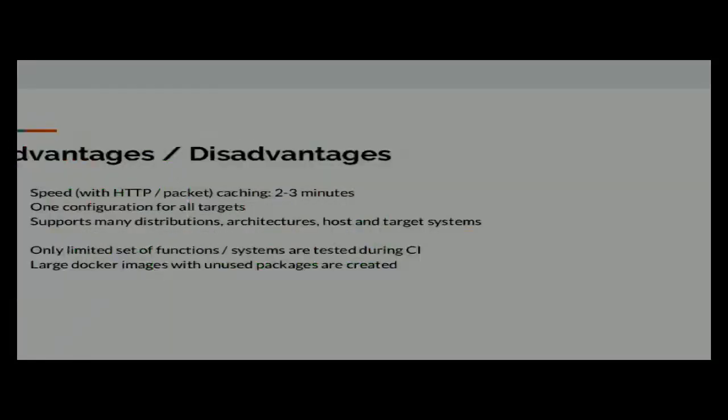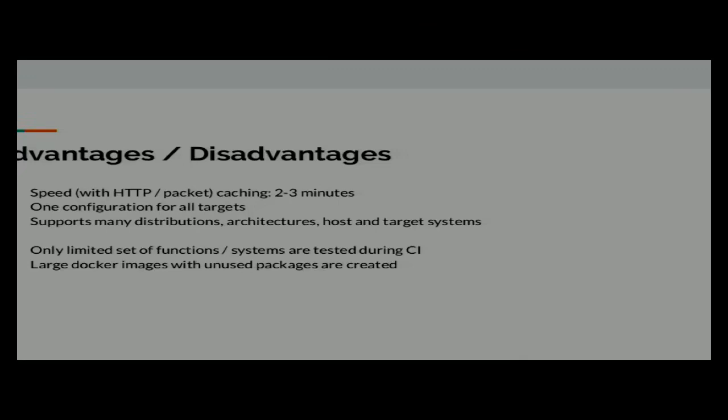Okay, some advantages. One is speed. If you have set up a good environment, for example having an HTTP cache or package cache, RPM or Debian cache, the complete build of an operating system image is typically done in 2 to 3 minutes if you concentrate on the minimal things. You have one configuration for all targets. And as I said, it supports many, many distributions, architectures, and host and target systems.